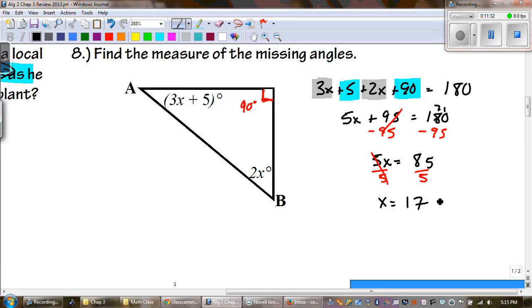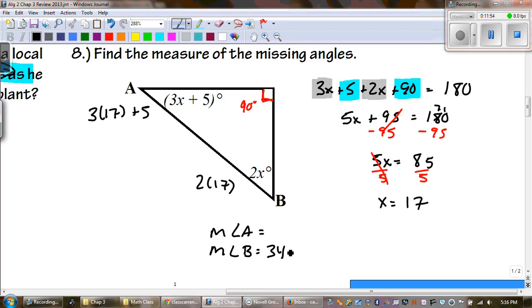17. Okay, that's not your answer, guys. Your answer now is you have to plug in 3 times 17 plus 5 and 2 times 17 to find the measure of angle A and the measure of angle B. B ends up being 34 degrees in that first one. You get 56.